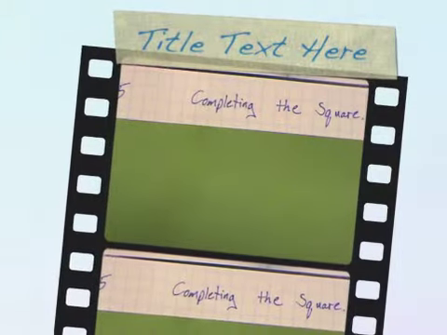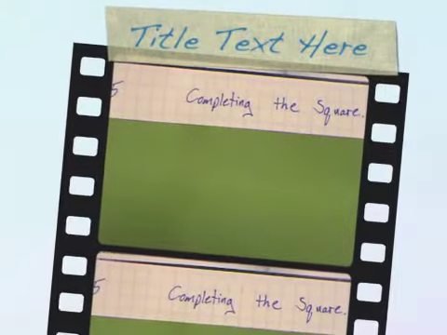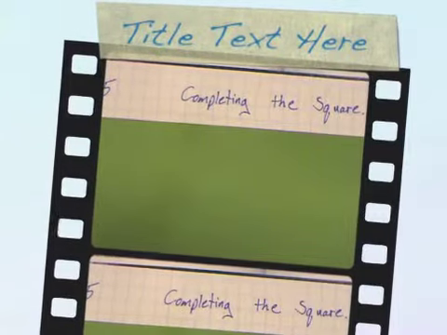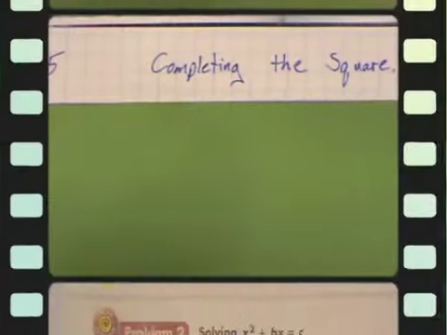Lesson 9.5 is on something called completing the square. Imagine that you could not solve a quadratic equation by factoring because maybe the numbers don't work out neatly for that kind of thing, and you need some other tool in your toolbox to find the solution. This is your tool. We're going to go through the problem on page 562 in your book.